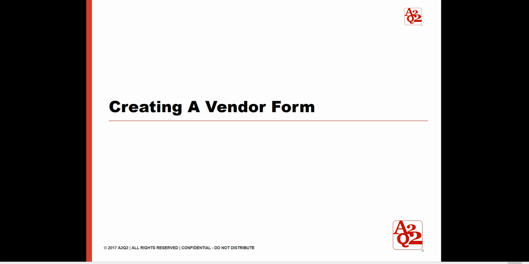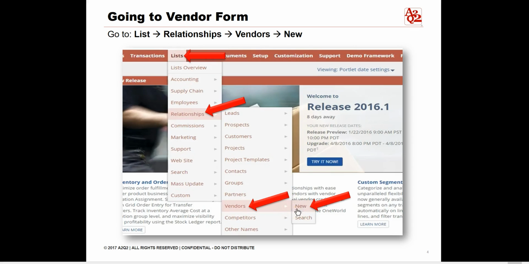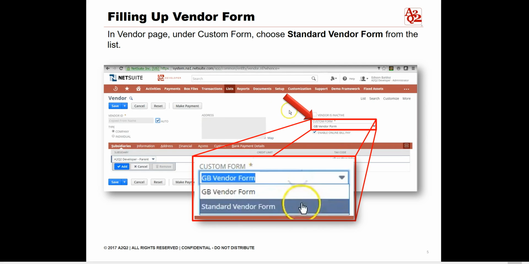Let's review creating a vendor form. To begin, select List, Relationships, Vendors, then click New. On the right side, in the middle of the vendor page, you will see Custom Form. Using the drop-down box, select Standard Vendor Form from the list.